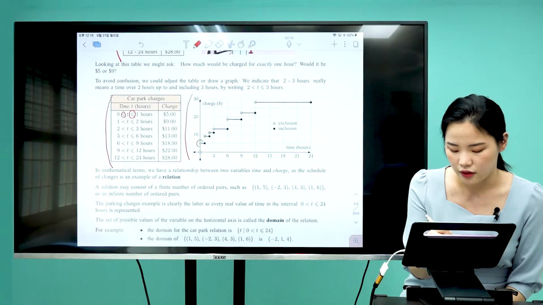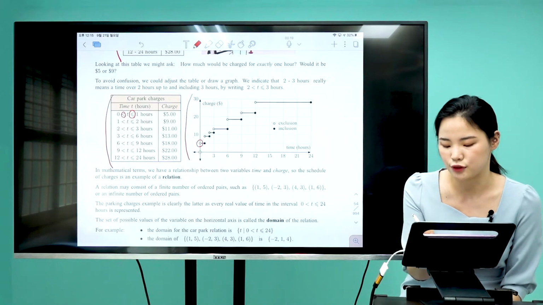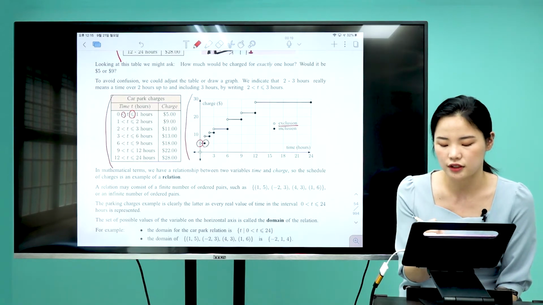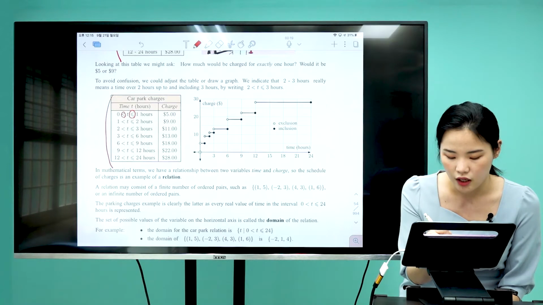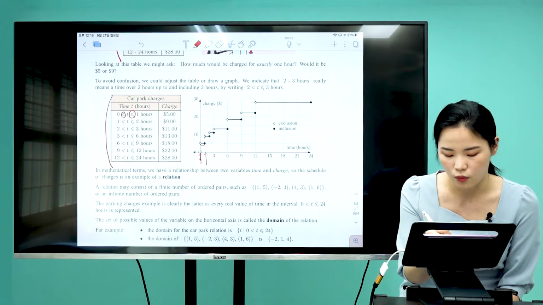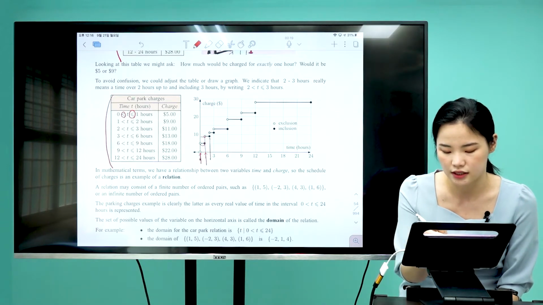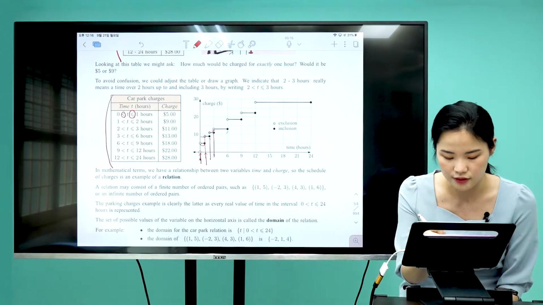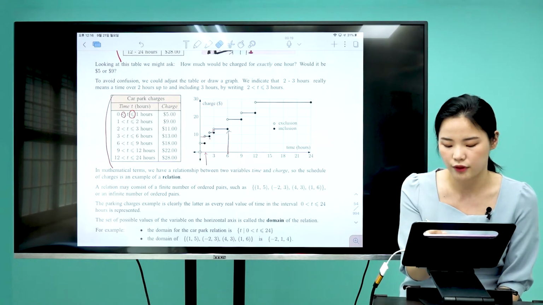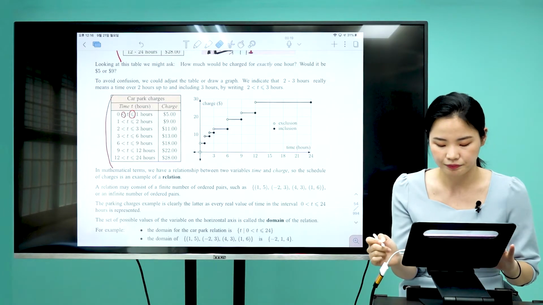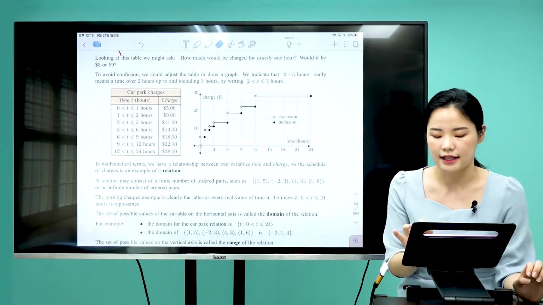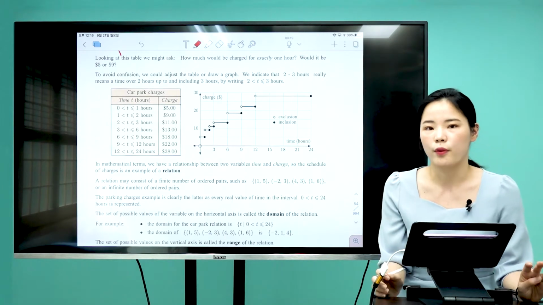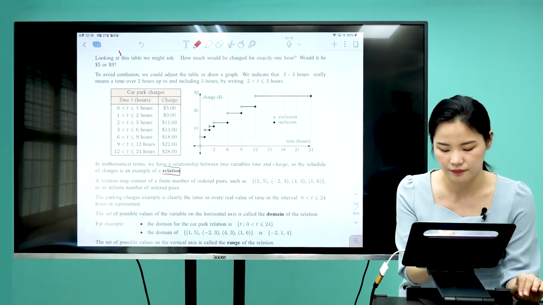The empty circle is the exclusion mark and the filled-in circle is the inclusion mark. So it means when you park only from 0 to 1 hour, you will pay $5. 1 to 2, you'll pay $9. 3 to 6, you'll pay $13. So it's not really hard to read this graph. The characteristic of this table and this graph is that they are both showing a relation.